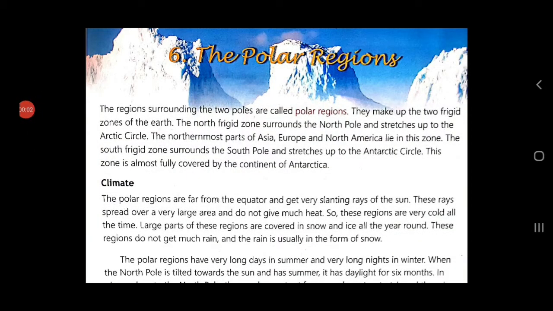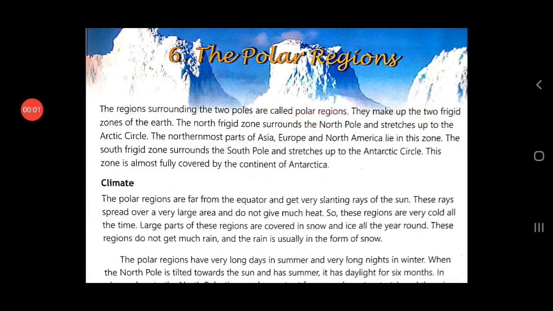The regions surrounding the two poles are called polar regions. First of all, children, we need to know which region is considered a polar region. The regions, the areas which are covered by the two poles, surrounding the two poles, are called polar regions. That zone is the frigid zone, if you remember. See, it will come here also.